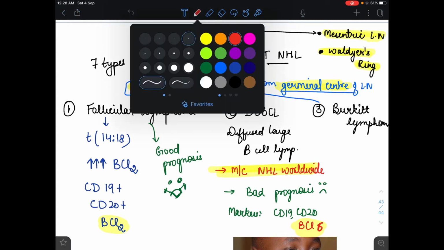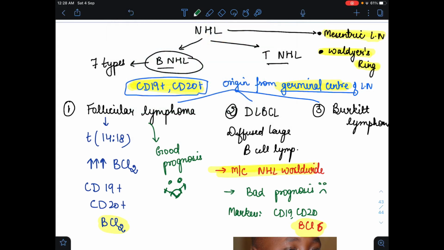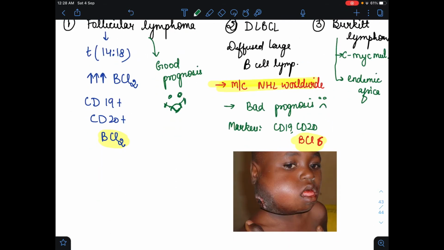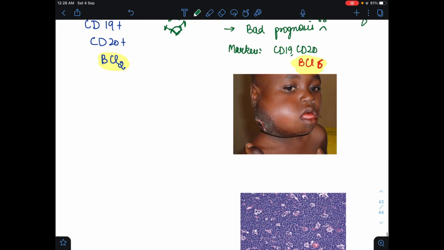For Burkitt lymphoma, we see the CMYC mutation, and it is found mostly in endemic Africa. Now I am going to explain about the most common site for Burkitt lymphoma.